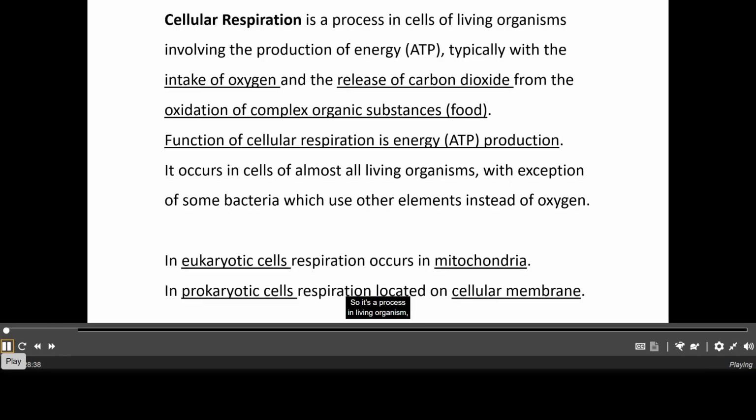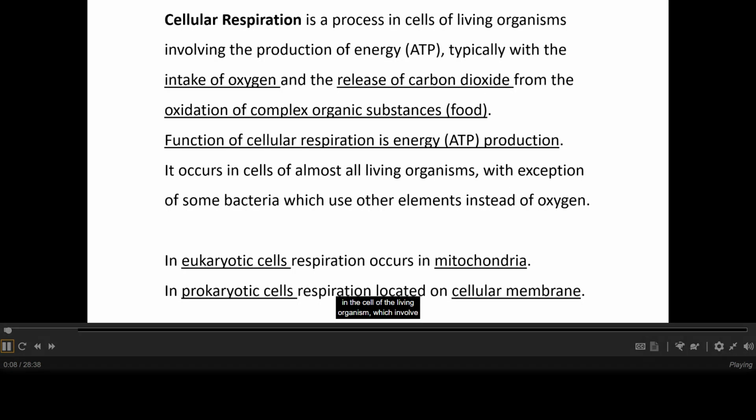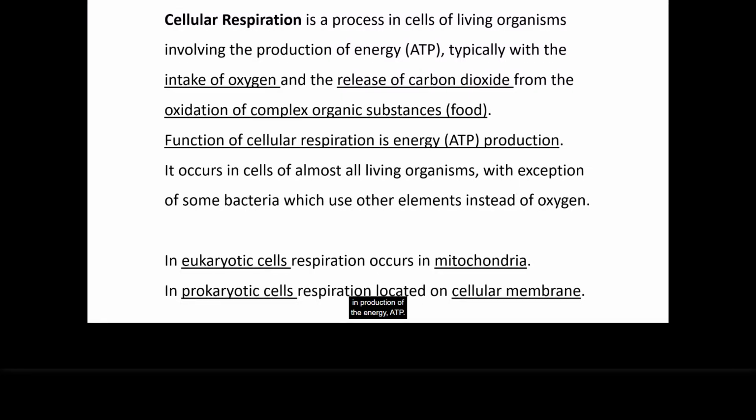Cellular respiration is a process in the cells of living organisms which involves the production of energy, ATP. Typically, living organisms use oxygen in order to produce ATP molecules, and carbon dioxide is released as a byproduct from the oxidation reaction. During oxidation, usually of complex organic substances, food molecules, this is what's happening.